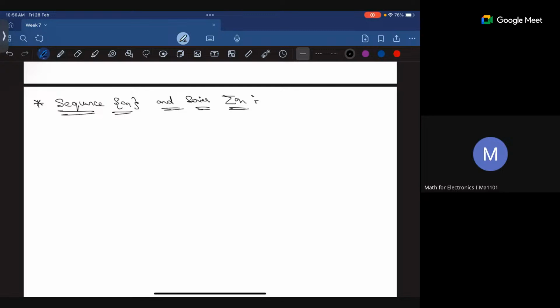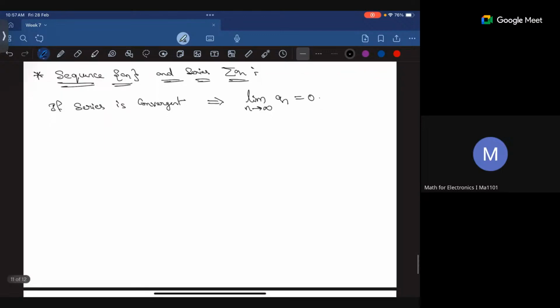If the series is convergent, this will definitely imply that the sequence tends to 0. That means the limit as n tends to infinity of a n should be 0. And that makes sense, right? If you're adding infinite terms, after a certain term, the amount that you add should be nullified, or should be equal to 0. That will only happen when your sequence terms become 0. So, which is very trivial, if the series converges, then the limit as n tends to infinity of a n, your sequence, should go to 0.